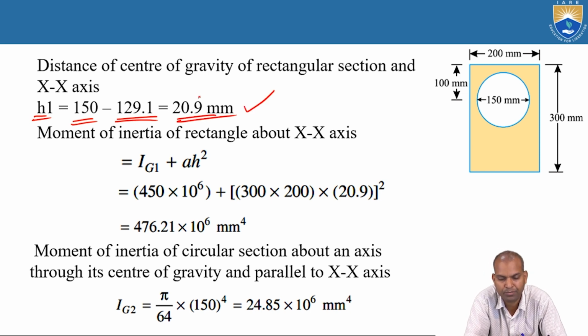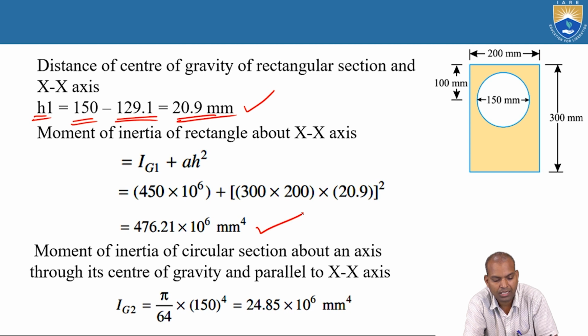That is 20.9 millimeters. Now the moment of inertia of this rectangular section about the x-axis is Ig1 plus A h square. Ig1 is 450 times 10 power 6. The area is 300 into 200, and h is 20.9 millimeters, squared. Then it becomes 476.21 into 10 power 6 millimeter power 4. That is Ixx1, for section 1.